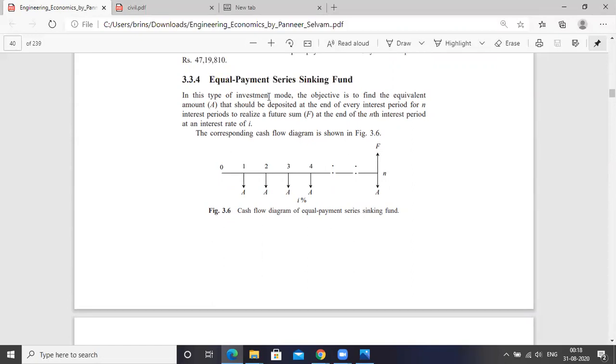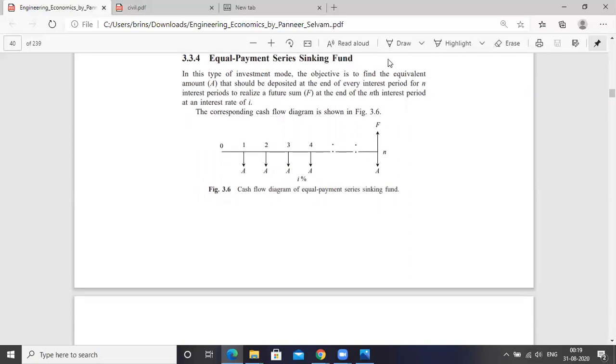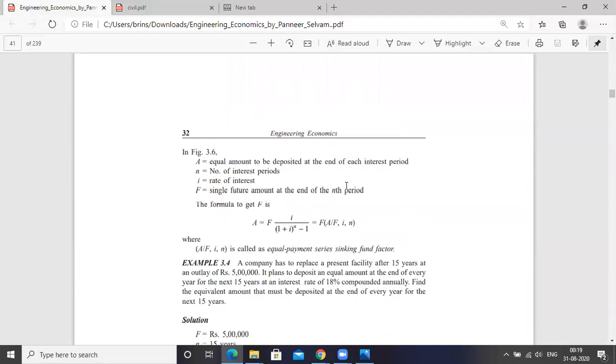Here, it is given that in this type of investment mode, the objective is to find the equivalent amount A that should be deposited at the end of every interest period, for n interest periods, to realize a future sum F at the end of the nth period at an interest rate of I. So now we are going to find the equivalent amount which we are supposed to deposit at the end of every period with a certain interest, so that we can have some future amount at the end of the nth interest period along with the interest rate.